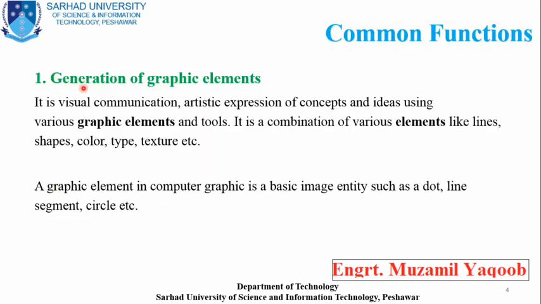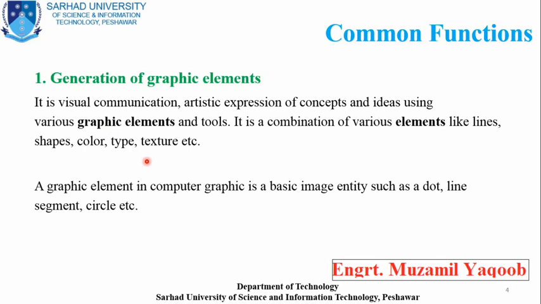So the first one, as we discussed, is generation of graphic elements. Basically it is visual communication, artistic expression of a concept and ideas using various graphic elements and tools. Or in other words, it is a combination of various elements like lines, shapes, colors, type, texture, different displays, qualities or properties, etc. Or if you want to sum up the definition of generation of graphic elements, you can say a graphic element is a computer graphic which is a base image entity such as a dot, line segment or circle, etc. So this is all about generation.